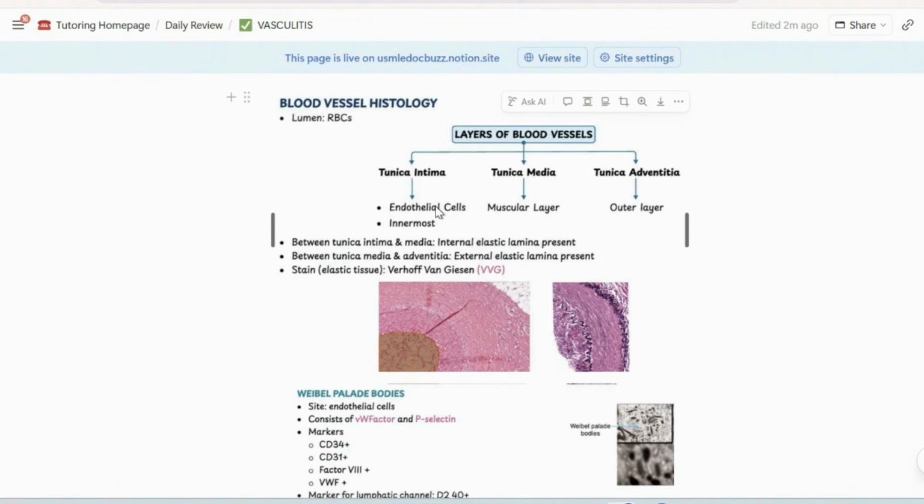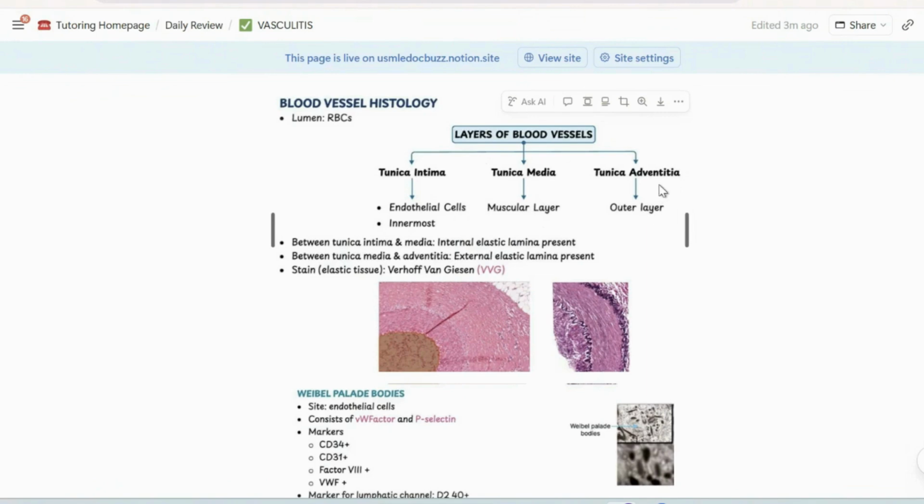Chemotaxis can occur through these endothelial cells, transudative, exudative, effusion, all that, right? The middle elastic lamina is called the internal elastic lamina. Then you get the muscular layer, right? In arterioles, you have smooth muscle cells which can contract and control your BP, etc. And that control is over here, right? Then comes the external elastic lamina, and then comes the tunica adventitia.